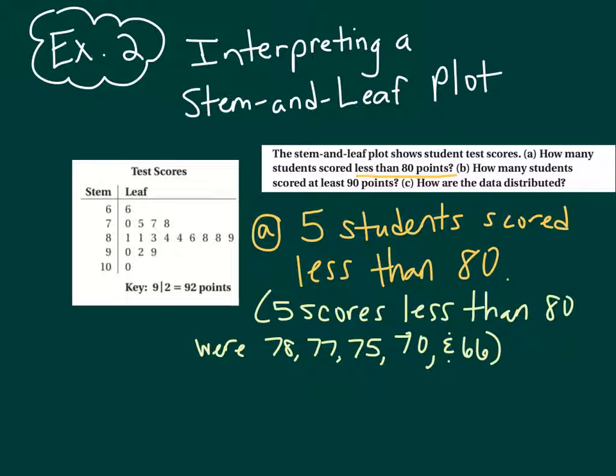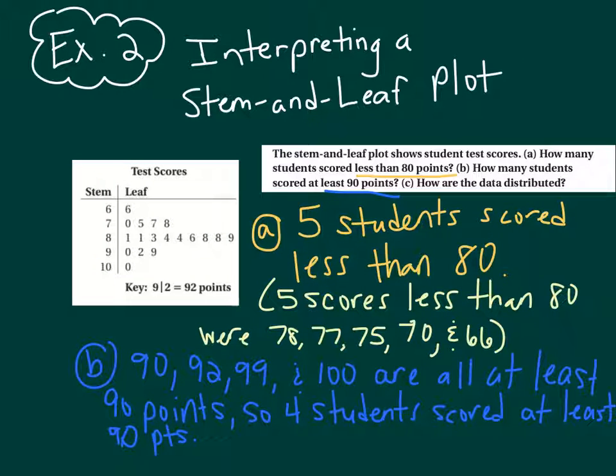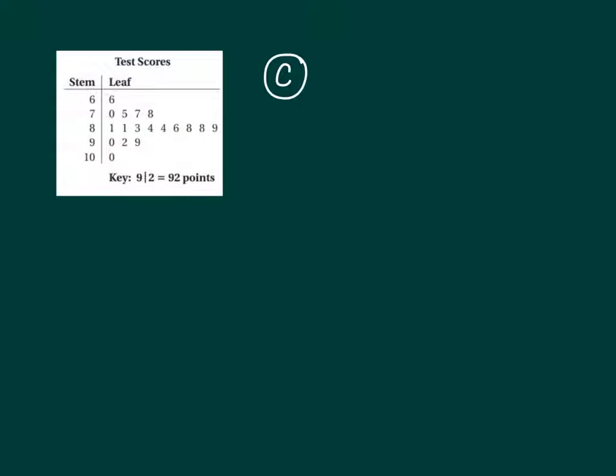Letter B asks how many students scored at least 90 points. So then again, you've got to come over here and start looking at where the minimum of 90 is. So nothing in the 80s row would meet that requirement, so it's got to be 90. So again, you can just start counting the leaves here. 90, 92, 99, and 100 are all at least 90, so that would mean that there were 4 students that scored at least 90 points. So we would write our answer as the idea that 90, 92, 99, and 100 are all at least 90 points, so 4 students scored at least 90 points.